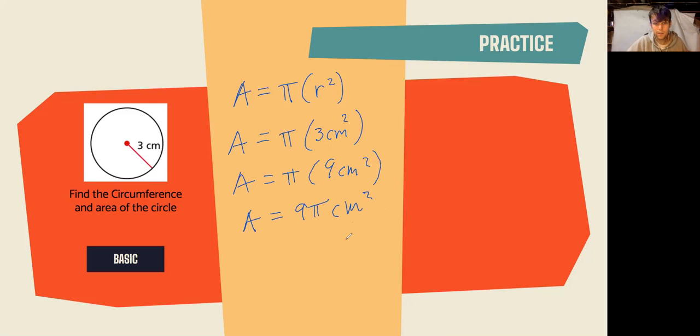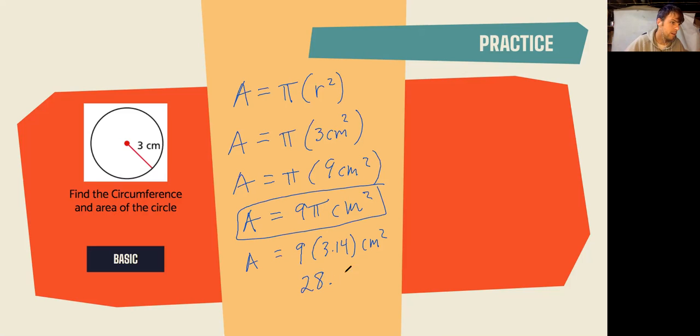Or I could get my decimal approximation using 3.14. So 9 times 3.14. If you use a longer version of pi, it doesn't matter. Our answers will be just very slightly different. Again, I'm not going to mark any of them wrong. I know I'm taking a little bit of time on this problem. I just want to make sure you do understand the leaving it in terms of pi option versus the other option. And so when I do this, I get 28.26 centimeters squared.